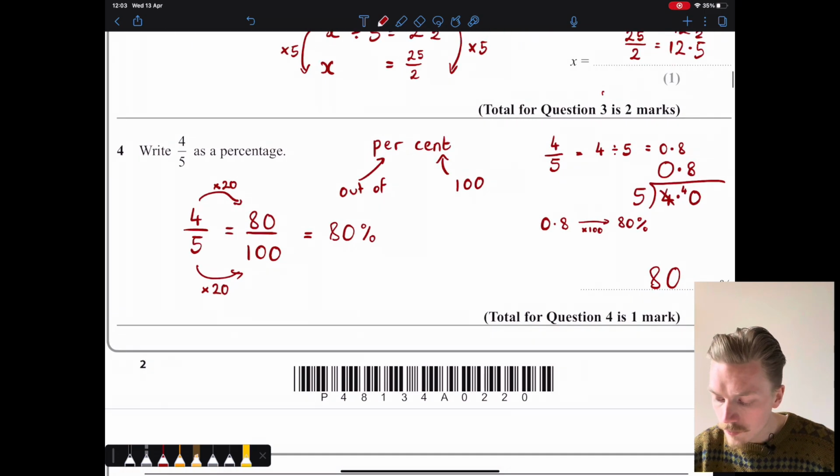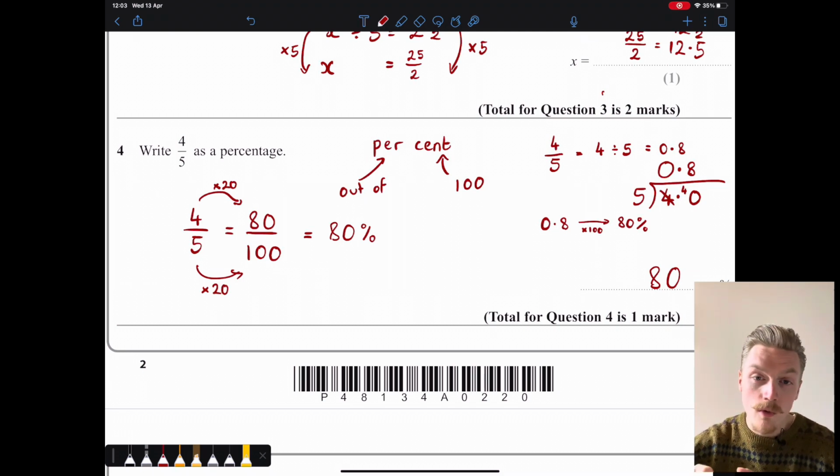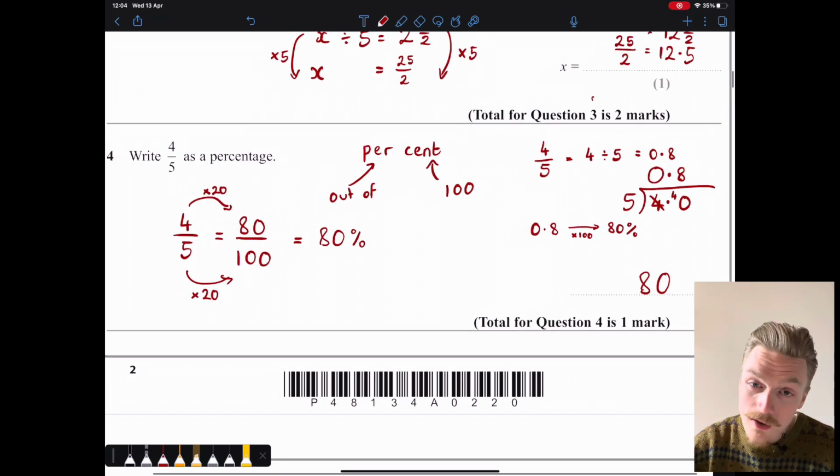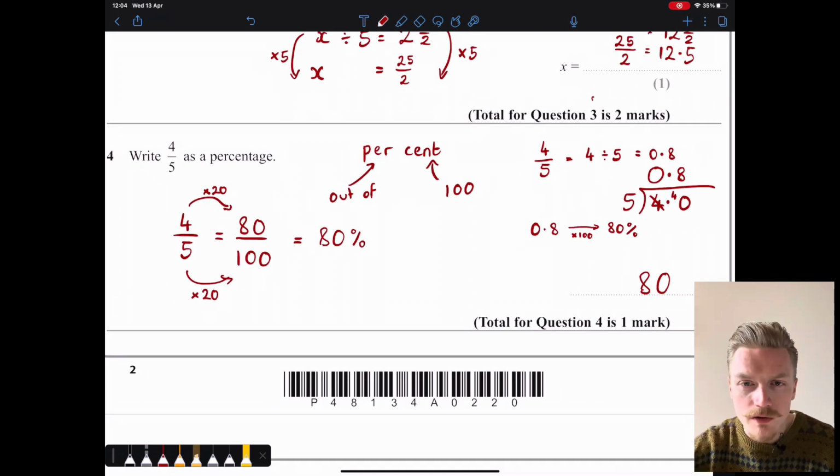It's also a really good one to know your fifths. So 1/5 is 20%, 2/5 is 40, 3/5 is 60, 4/5 is 80, and 5/5 is 100% or 1 whole. And of course 0/5 is 0%. So they're good ones to memorise. So since this is a 1 mark, if we'd memorised that, that would be as simple as writing it down.